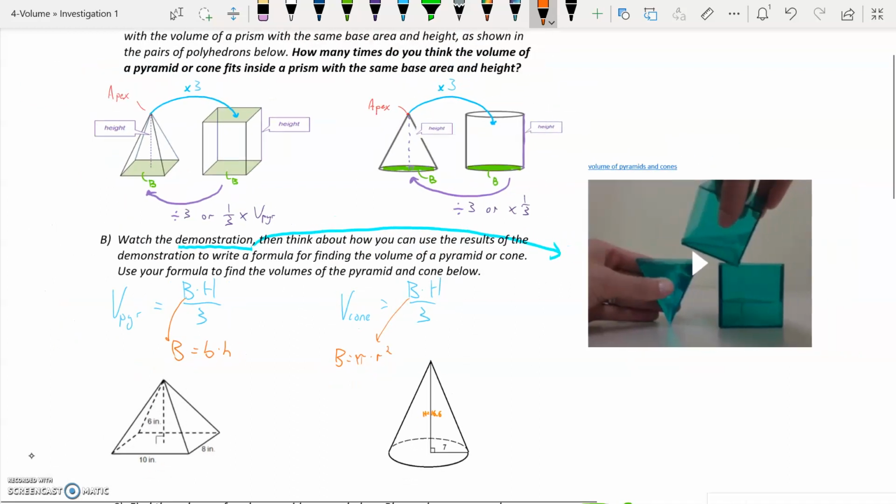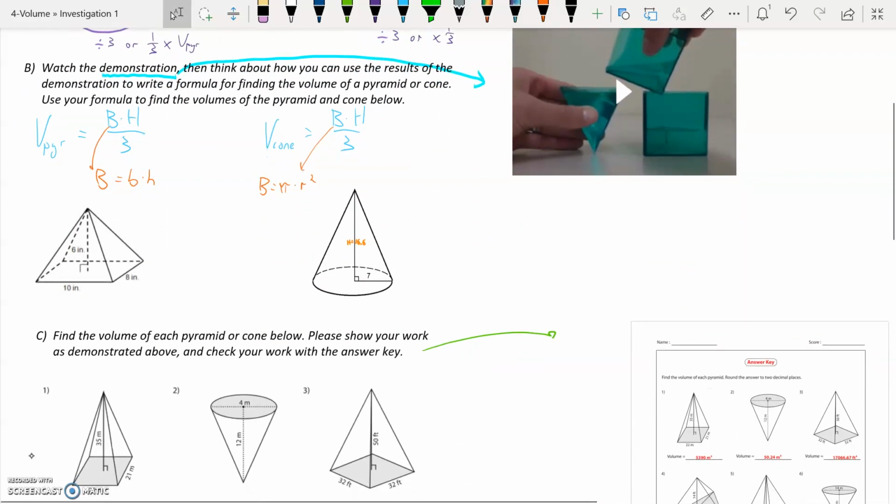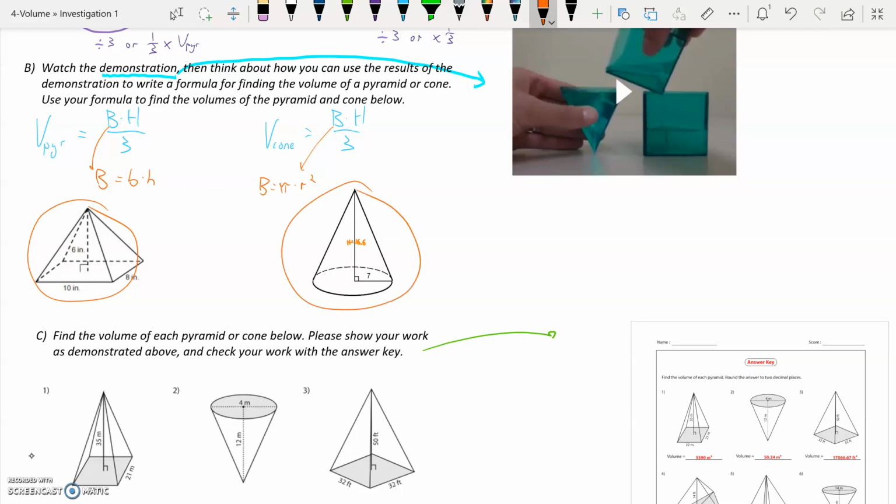So what I would like you to try to do is use those formulas and see if you can calculate the volume of these two shapes for part B below. Then check your work. So pause the video here, try to find the volume of those two shapes, and we'll go over those in the next video clip.